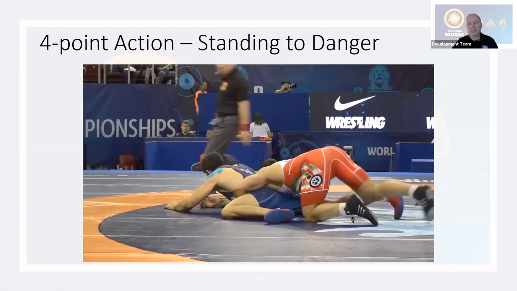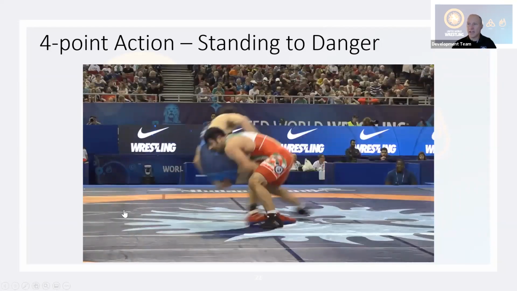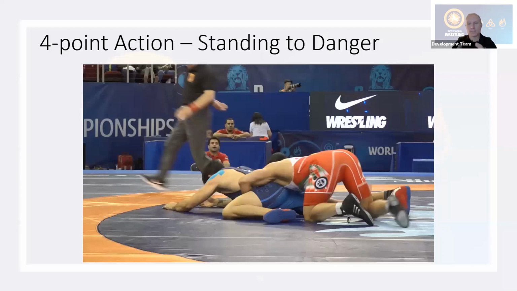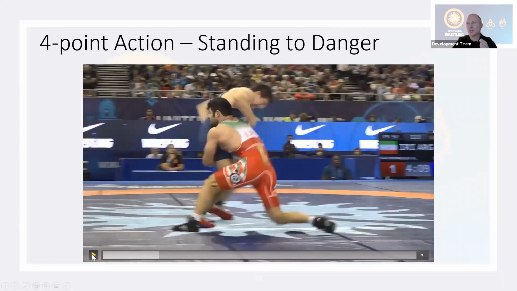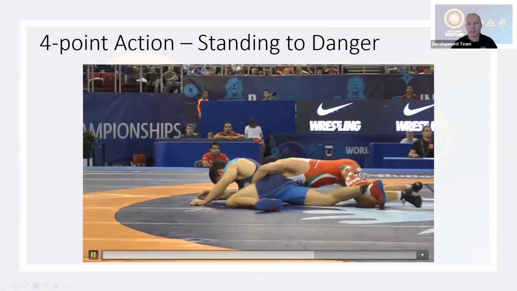We had a double leg that went from standing, and then blue went directly to the danger position. Again, I want to make sure I point out and emphasize here that the blue wrestler was in the standing position when this action started. Red goes to the mat, hits a knee on this leg attack, but because blue was in the standing position, that's how we evaluate the action. Is the defensive wrestler standing, and he goes directly to danger. So in this case, this is going to be 4 points for blue.